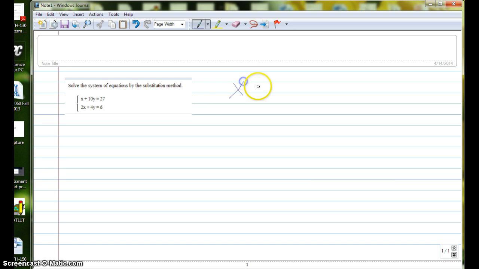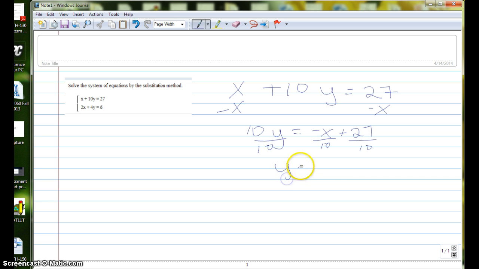If we start with x plus 10y equals 27, and you want to solve for y, first we'd subtract x from both sides. So we could write this as 10y equals negative x plus 27. Now we divide both sides, or both terms, by 10. So we'd have y equals negative 1/10 x plus 27 over 10. And you can leave it just like that.